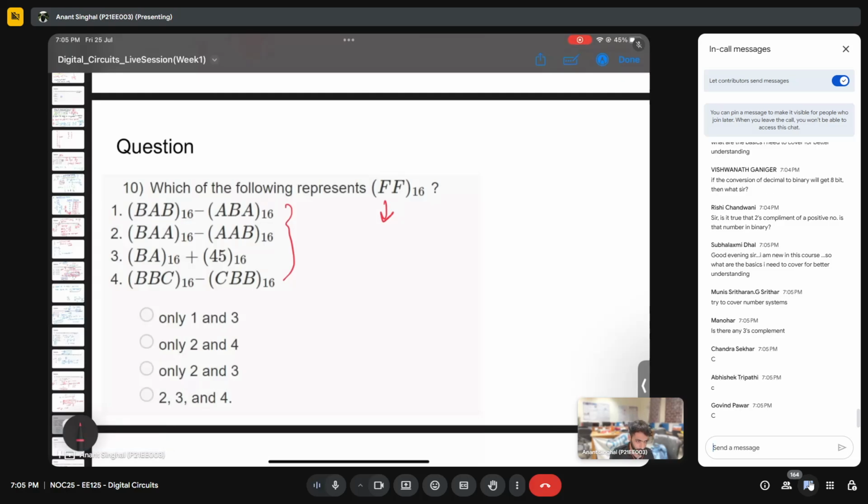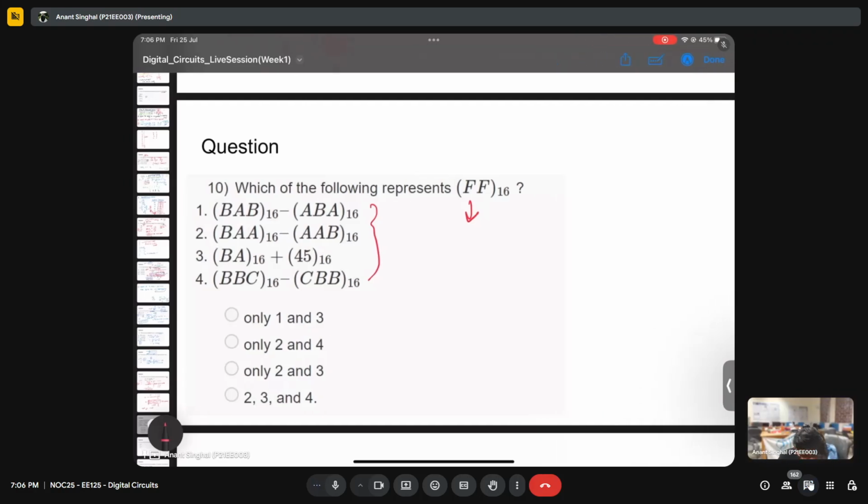Is there any three's complement? Yeah, three's complement is also there. There are different complements that we'll be seeing in the further weeks, if possible. So there are three's complement, four's complement, also five's complement, seven's. So all the complements are there. I don't know if they're covered in this particular course.